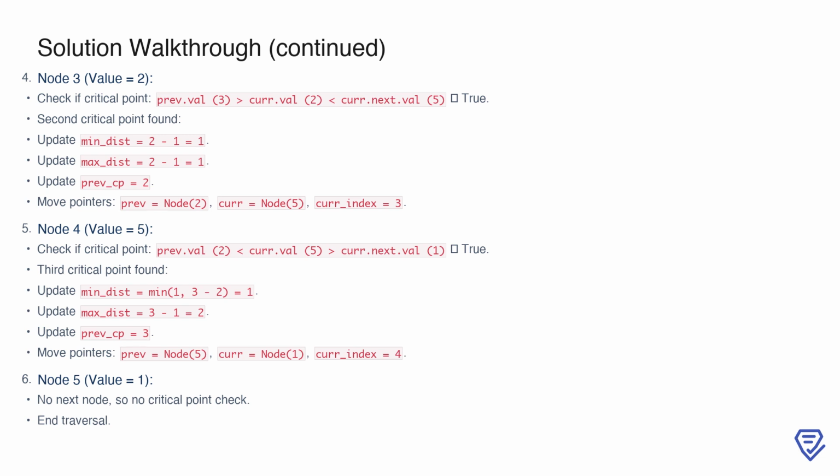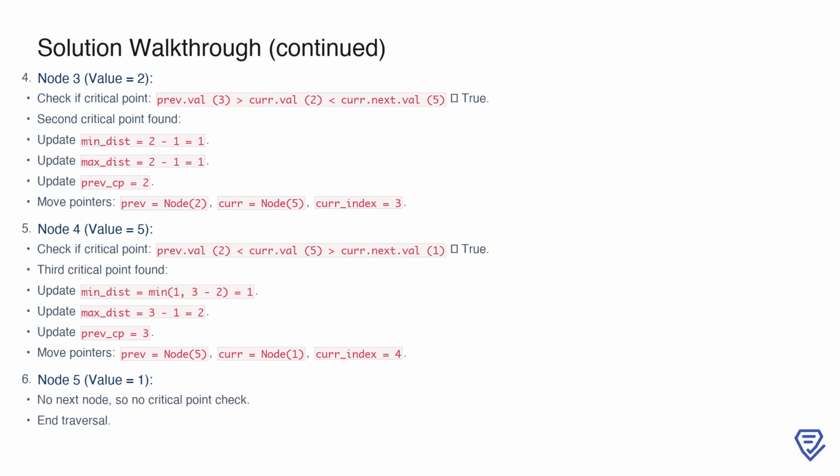The pointers are then moved, with previous now pointing to node 3, cur to node 4, and the index updated to 3. At node 4, we check the critical point condition again. The inequalities 2 < 5 > 1 hold true, so node 4 is another critical point. We recalculate the distances. The new minimum distance remains min(1, 3 - 2) equals 1, while the maximum distance is updated to 3 - 1 equals 2. We then update prev_cp to 3 and move the pointers forward, with previous now at node 4, cur at node 5, and the index at 4.